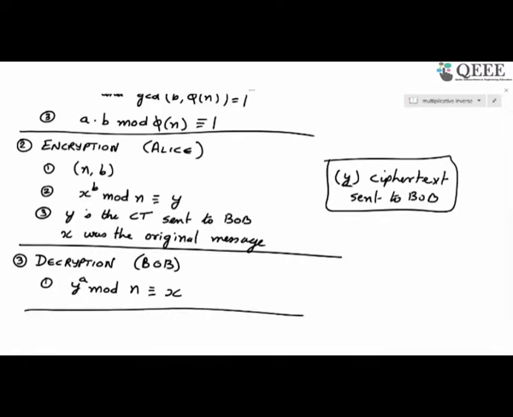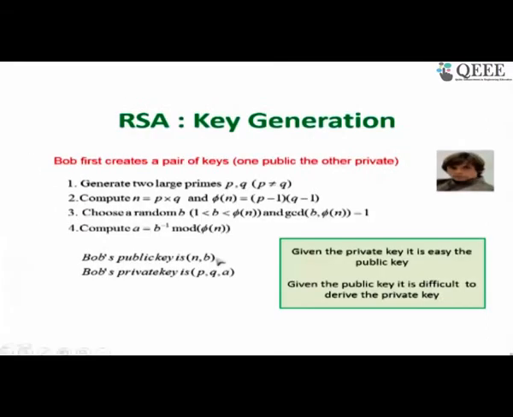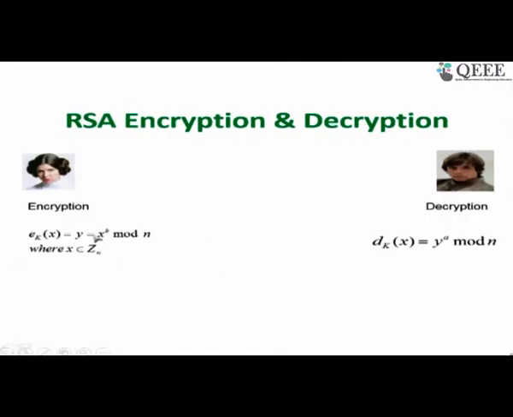So pictorially we are just showing it like this. P and Q, and the encryption is done by taking the message x, raising it to the power of b modular n to give you y, and here what I missed is that x belongs to Zn. That is, x is a number less than n, and this y is the ciphertext, and it is sent to Bob, where he takes y, raises it to the private key a, does a modular n to get the decrypted value.